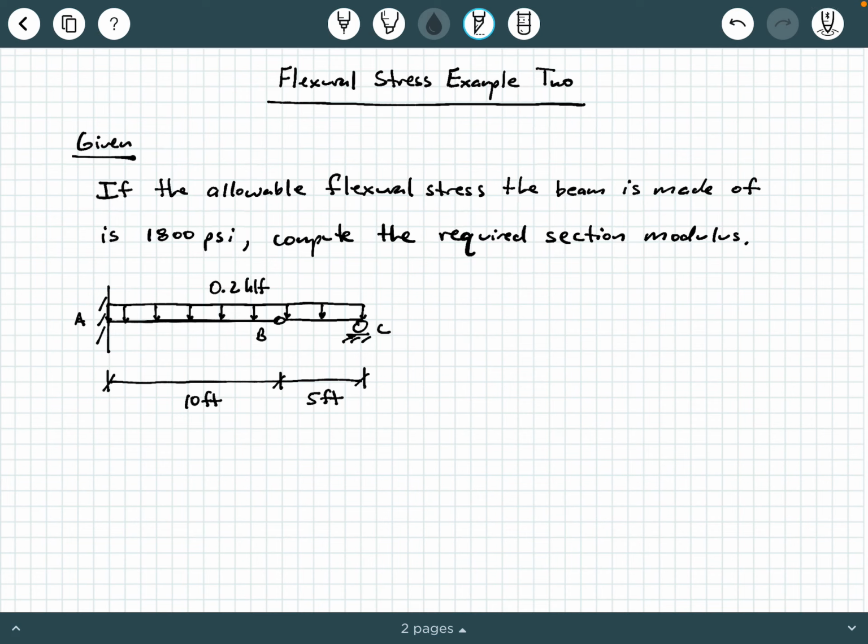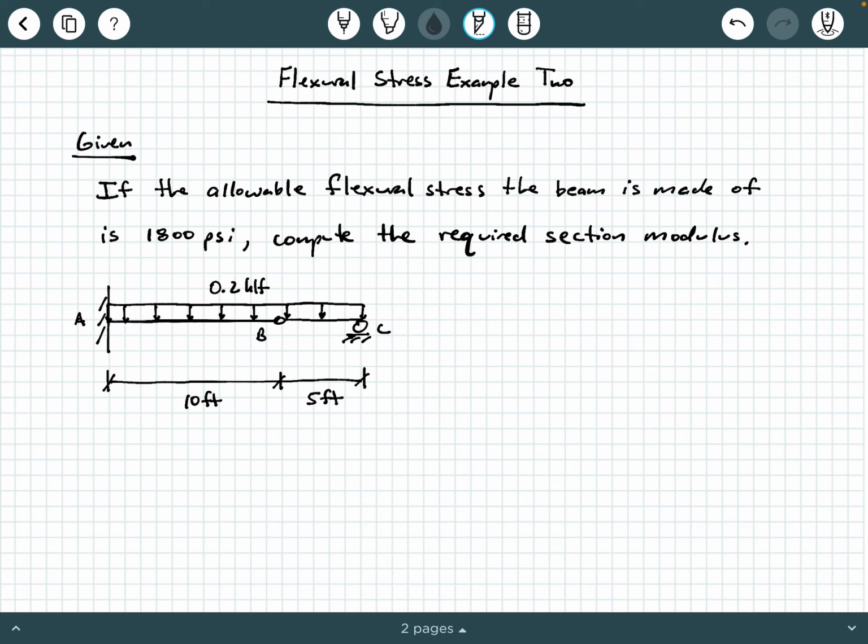Hey everybody, Dr. A here, and in this video we're going to be exploring a second flexural stress example. So let's look at the given information. Here we're being told that if the allowable flexural stress the beam is made of is 1800 psi, compute the required section modulus. Okay, so let's take a look at this beam we're given.